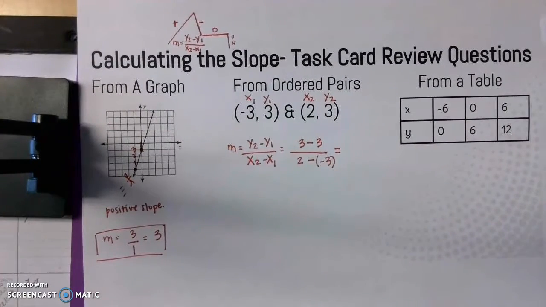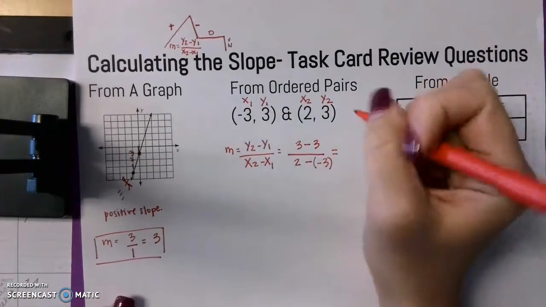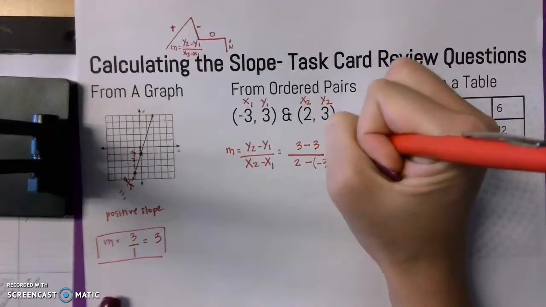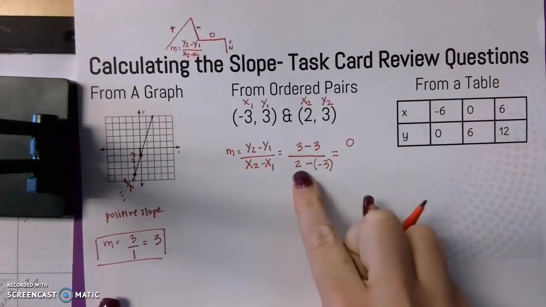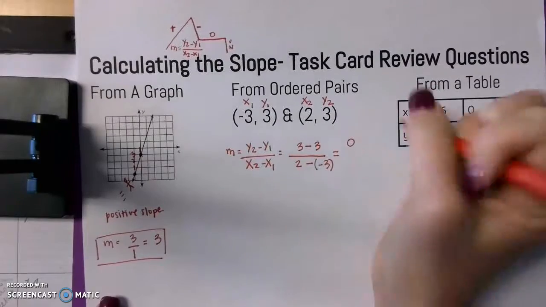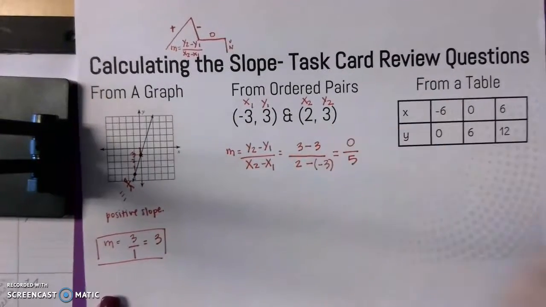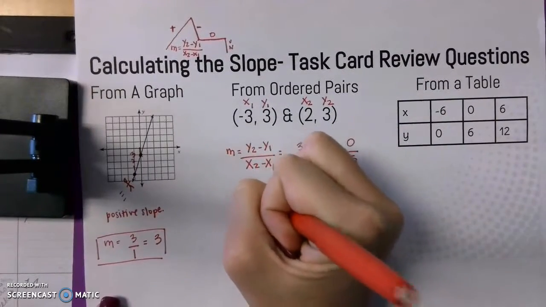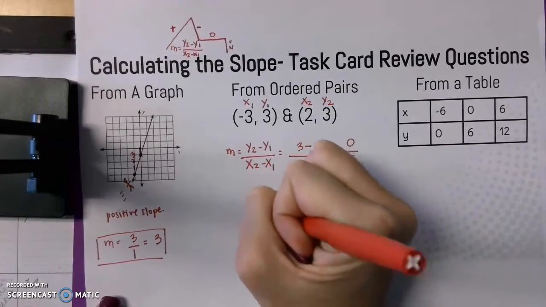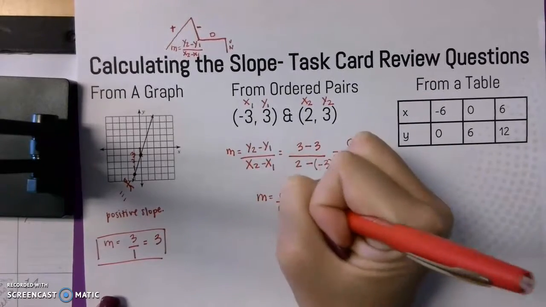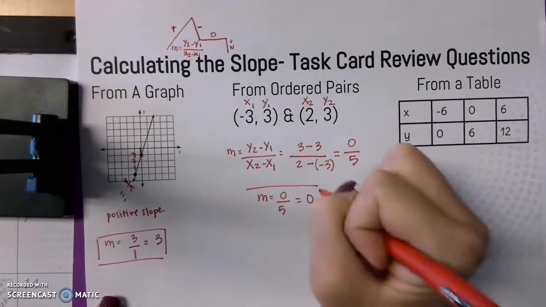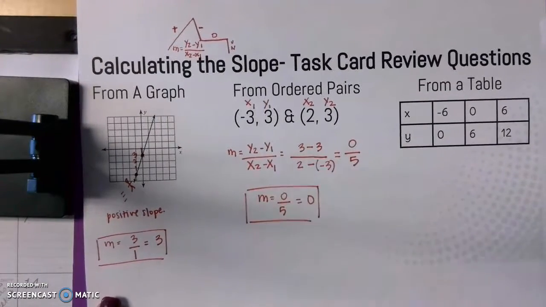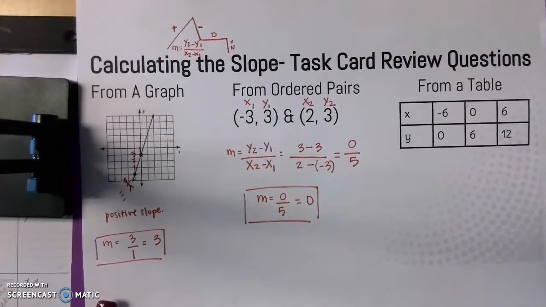Now we break out the calculators. Beep, boop, beep, boop. 3 minus 3 is 0. 2 minus a negative 3 is a positive 5. So my slope is going to be 0 over 5, which can also be written as 0. So that would be my answer for the middle problem.